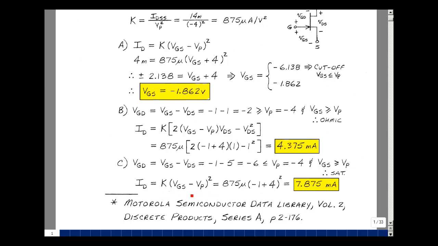And we have the same equation for the drain current. We have a value of K of 875 micro. The gate source is minus 1 and the pinch-off is minus 4. That gives us 7.875 milliamps. And this is higher than this case because our gate to source voltage is actually larger than this value here. So this makes sense. And this is supplemental problem 4.1.